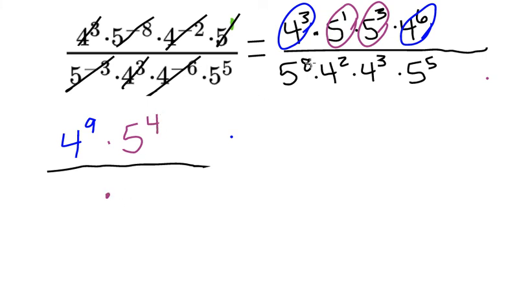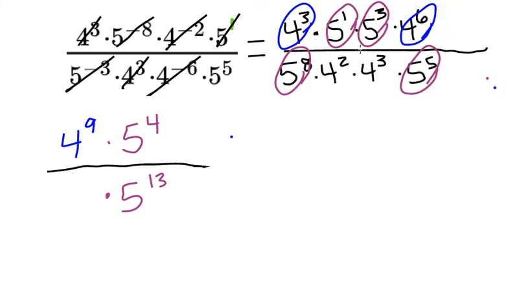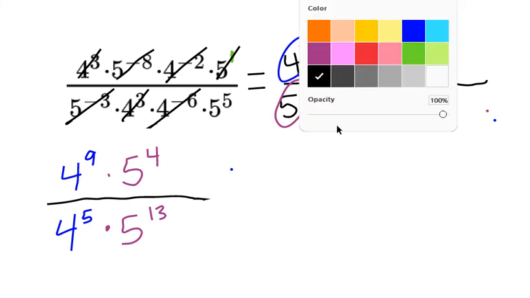I'm going to keep going with my 5s in the denominator, so that's 5 to the 8th times 5 to the 5th, so that's 5 to the power of 8 plus 5, so that's going to be 5 to the power of 13. Then when I go back to my 4s here, I'm going to have 4 to the power of 2 plus 3, so 4 to the power of 5. So again, I'm getting pretty close to being solved here.